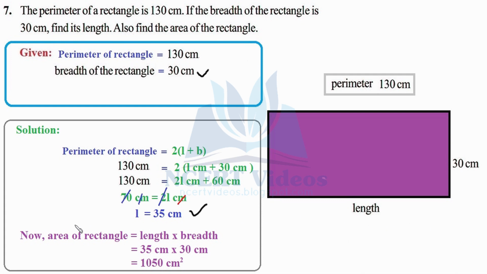So area of the rectangle will be length into breadth. Length is found to be 35 centimeter. Breadth is already given as 30 centimeter. Now you multiply it. How are you going to multiply it? Well, 5 3s are 15, 1 carry, 3 3s are 9, plus 1 is 10. Fix this 0 at the end. So 1050 centimeters square.